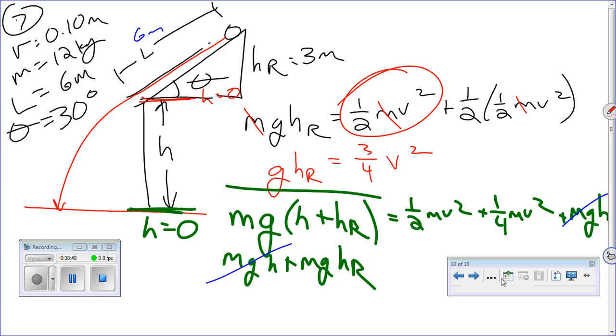The answer to number 7 is 4 meters. And the answer to A, wait a minute. Oh, we're trying to find the angular speed as it goes off the roof for A. Wow, I got an F minus.